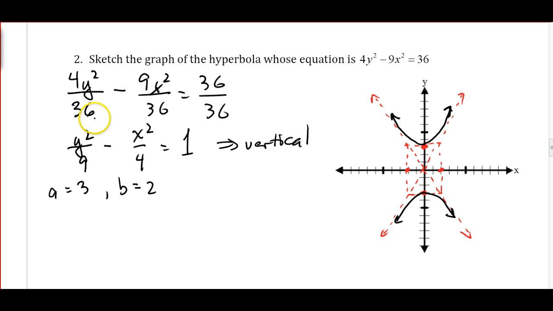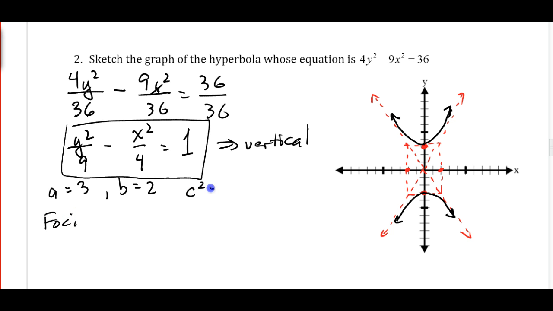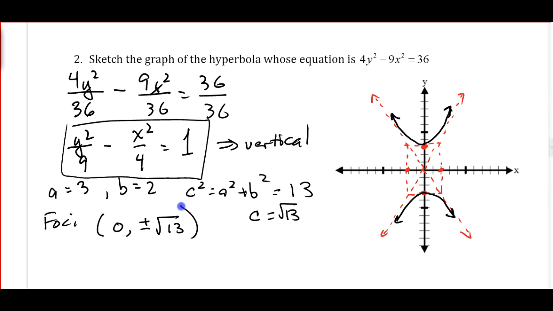This is my standard equation over here. I could find foci if I wanted to, just for fun. We'll find the foci. So we need to find c. We know c squared is a squared plus b squared, so that's going to be 13. So c is the square root of 13. So then my foci, I'm going to go up and down. So I'm going to be at (0, positive and negative square root of 13) if we wanted to find foci as well.